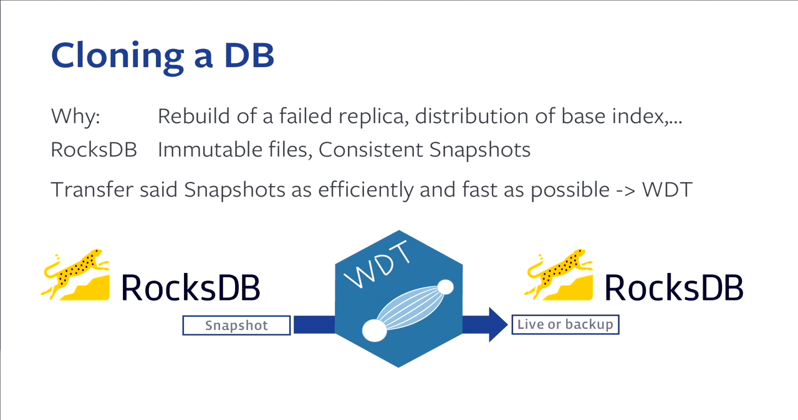If you have systems in production and you have more than one database, it's a fairly frequent use case that you want to be able to rebuild a failed replica, another slave, or distribute a base index across multiple machines. RocksDB is helpful for that because, having only immutable files, there's a bunch of optimizations you can take into account to make the process more efficient.